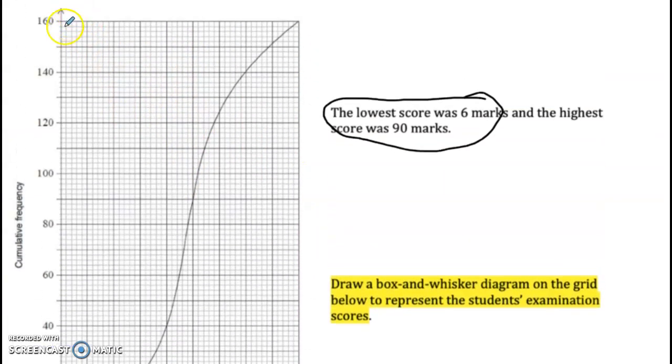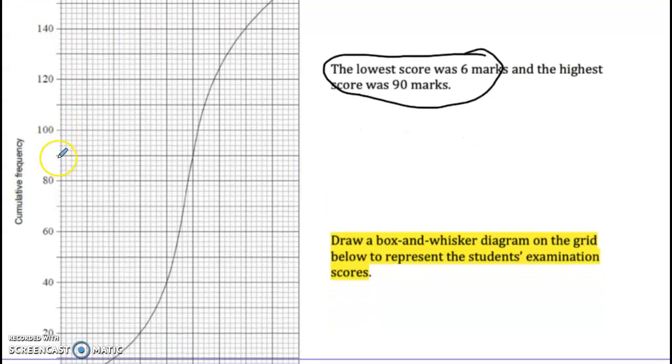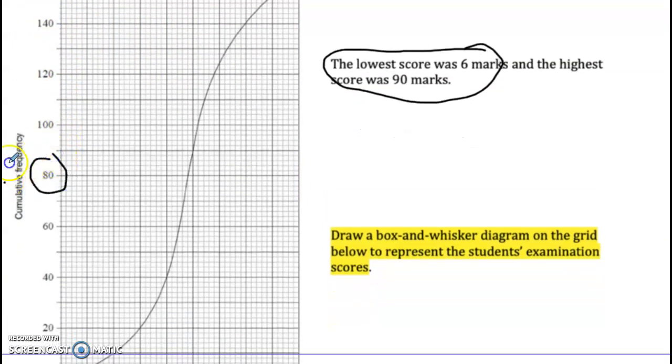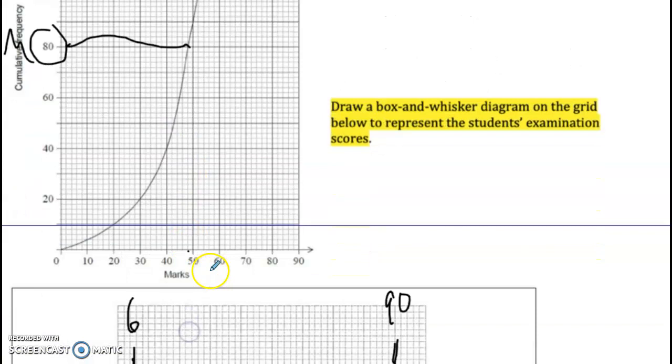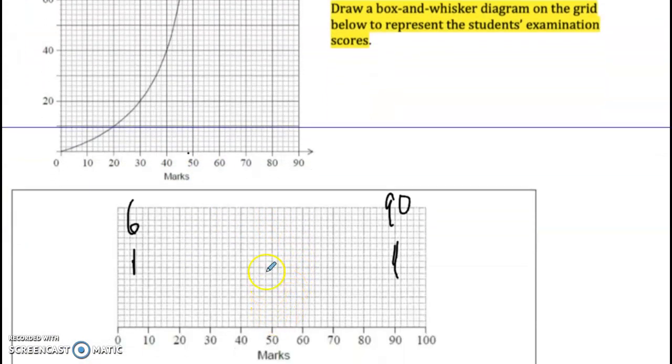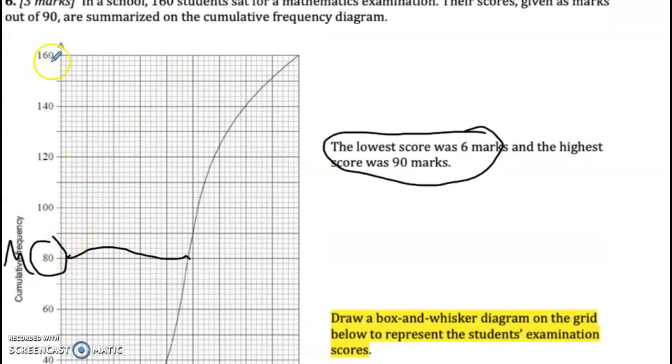If 160 is the total number of people, that means the 80th person was the median. So if you come across here, bam, and you go down, it happens at 48. So my median is at 48. And then my third quartile is halfway between these. So halfway between 80 and 160 is 120. So this would be my third quartile.